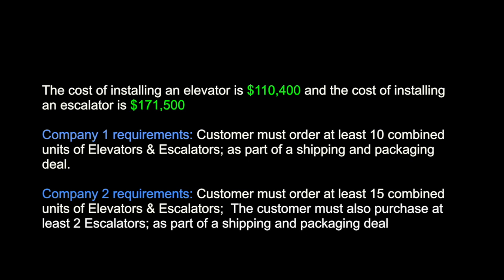The cost of installing an elevator is $110,400, and the cost of installing an escalator is $171,500. For Company 1, the customer must order at least 10 combined units of elevators and escalators as part of their shipping and packaging deal. For Company 2, the customer must order at least 15 combined units of elevators and escalators. The customer must also purchase at least 2 escalators as part of their shipping and packaging deal.